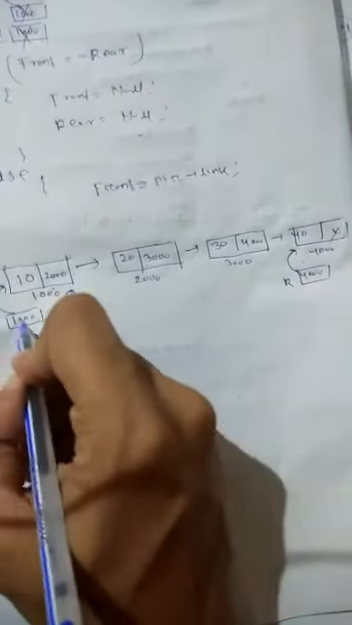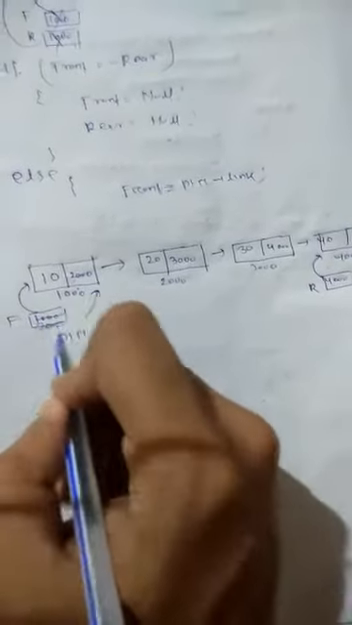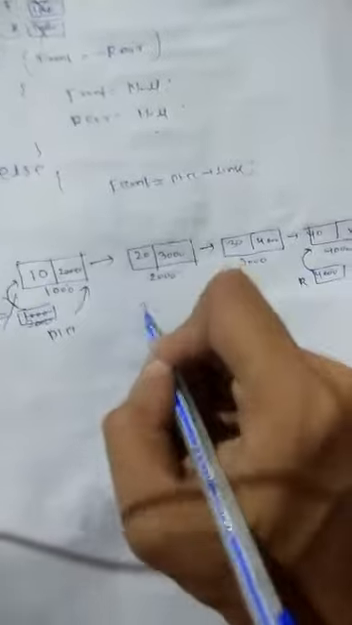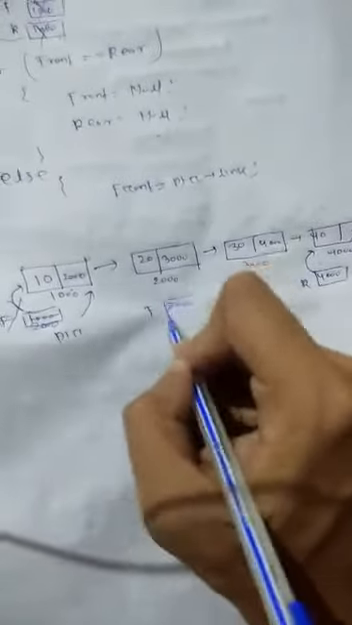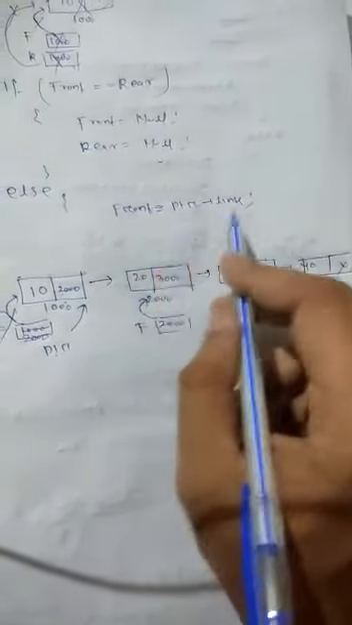See, if you delete this node, front will be stored the next address. How to get this next address? By using ptr link. So front will now store what, ptr link, that is 2000. That means this will be disconnected. Now front will be here. Next, front equal to ptr link.